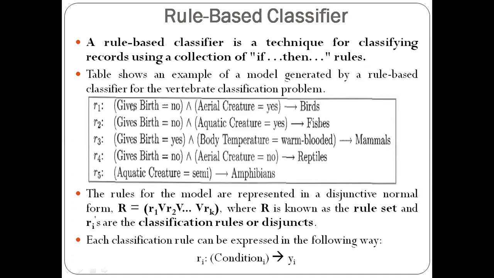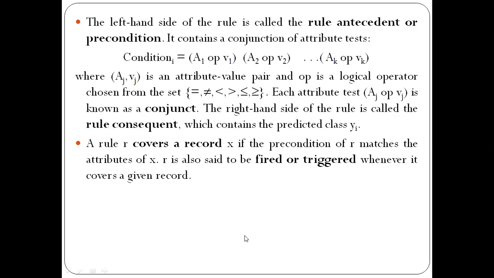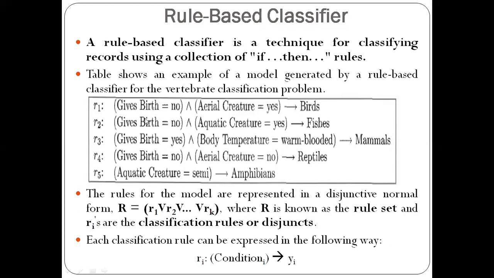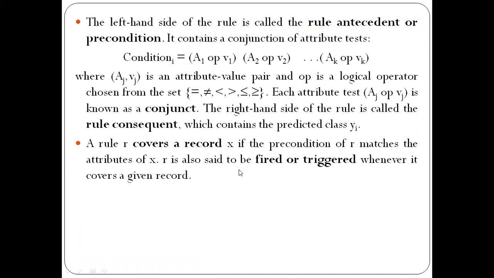If this precondition matches the attributes of a record, then we say that the rule is covering the record, or that rule R is triggered or fired by the given record. So R is said to cover the record if the precondition of R matches the attribute values of the record. Now I'll give you an example.